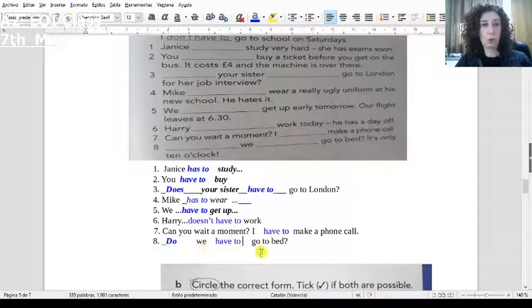Nosotros tenemos que irnos ya a la cama. Es una obligación: auxiliar, sujeto, have to más infinitivo. ¿Vale? Com ho teniu? Bé? Vale.